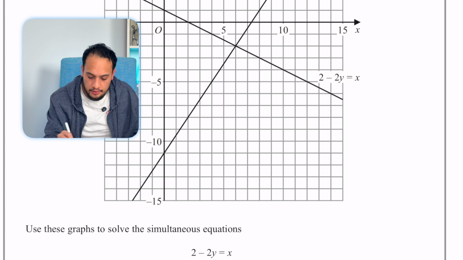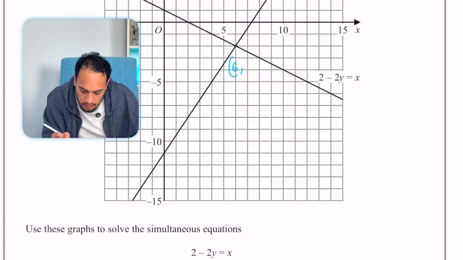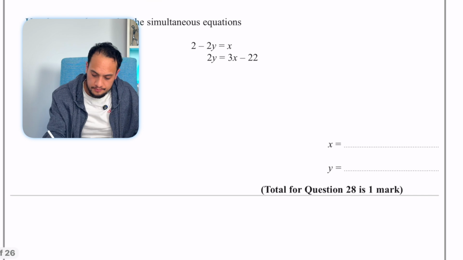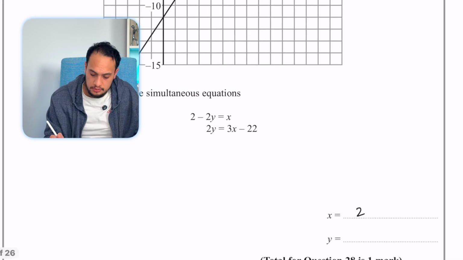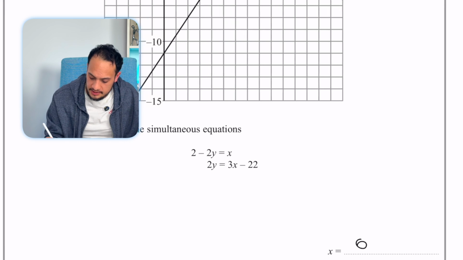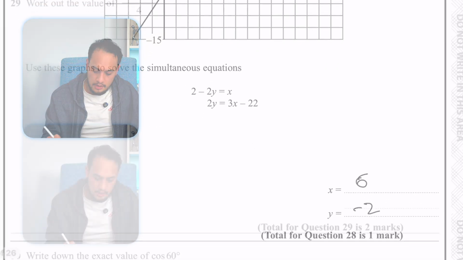So they appear to be going up in 1s. So you've got an x coordinate of 6, and then you've got a y coordinate of -2. So that'll be our answer. Oh, wait, I've got to make sure I get them the right way. 6 and then -2. And that'll be our answer.